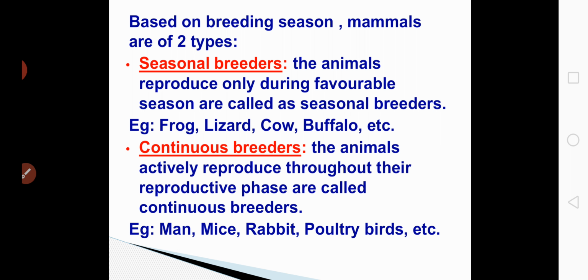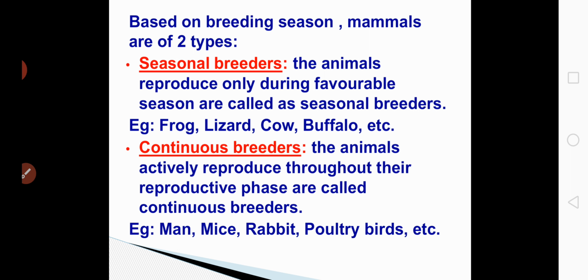Once again, I'll repeat the point: the animals reproduce only during the favorable season. For example, frog, lizard, cow, buffalo, etc. These are the animals that reproduce only during the favorable season. Hence, they are called seasonal breeders.